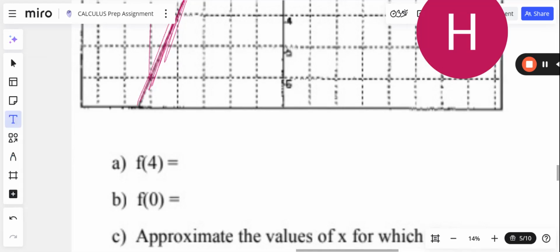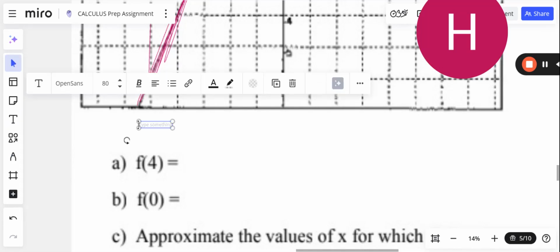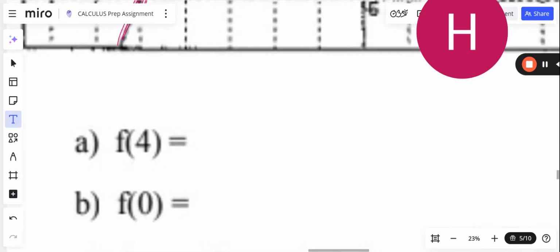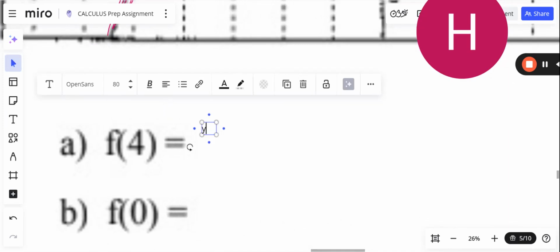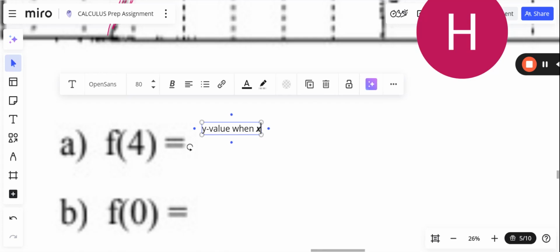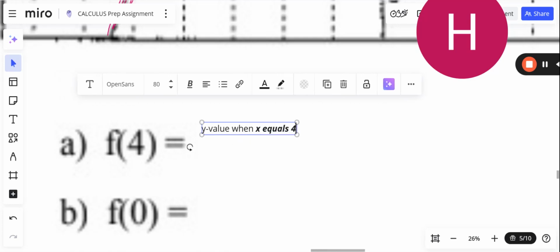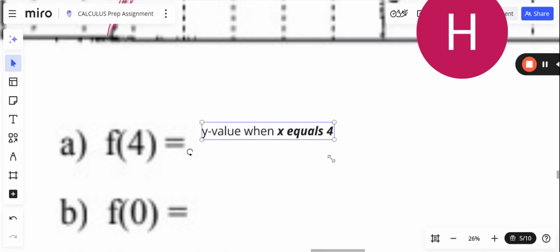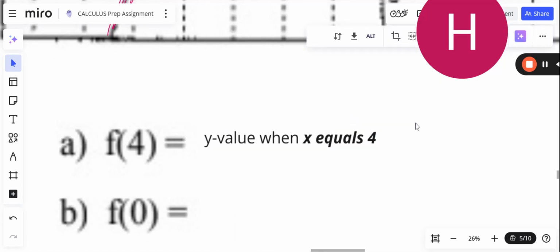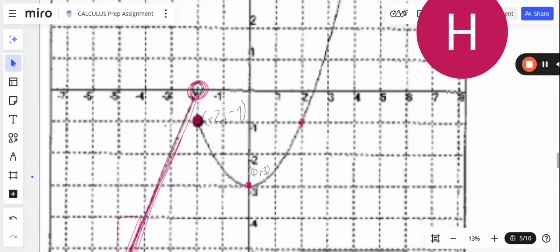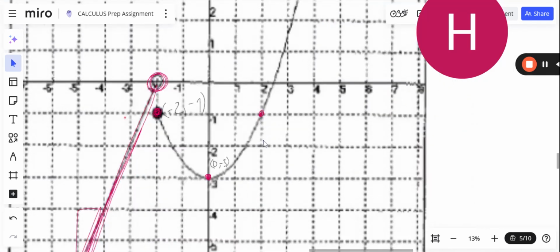F of 4. So this is some functional analysis. What does f of 4 mean? In fact, before I do that, let's get a little closer. This means the y value when x equals 4. So we take a look at the graph, look for the y value. Let's take a look. When x is equal to 4, y equals 5. Very simple.